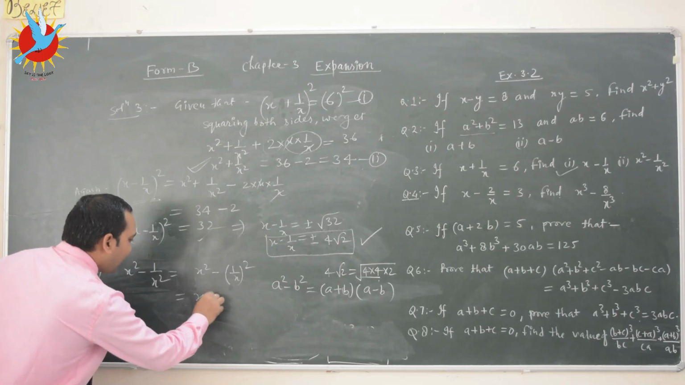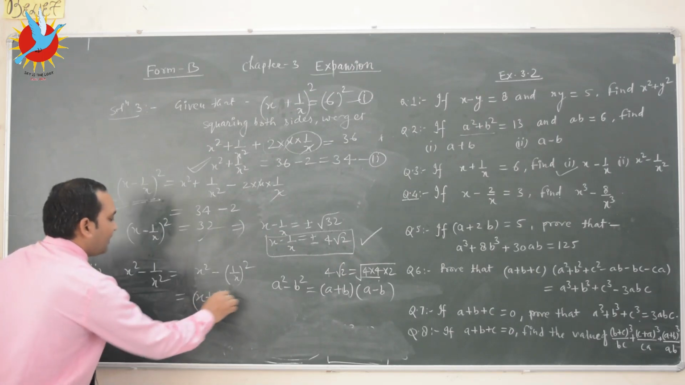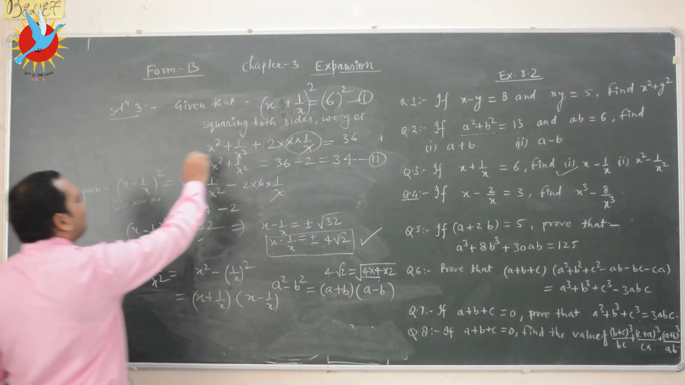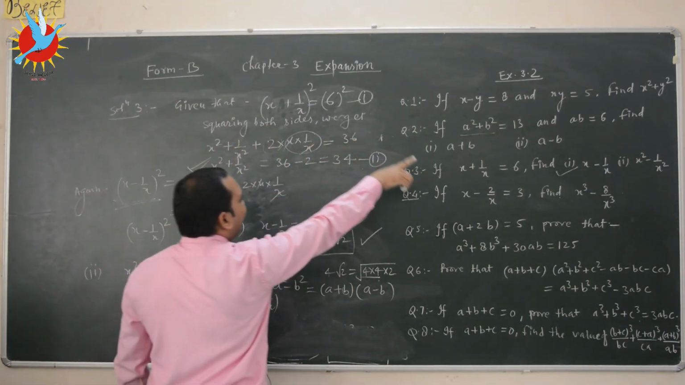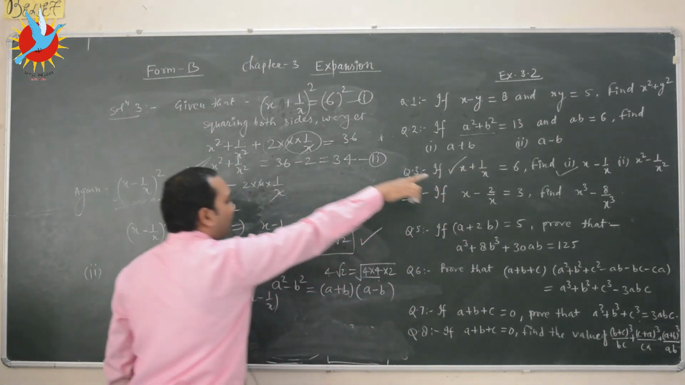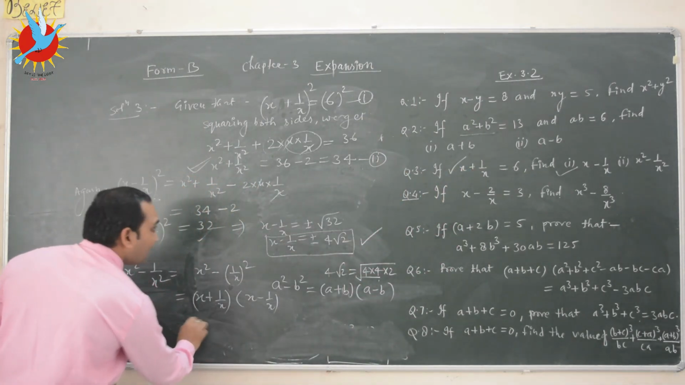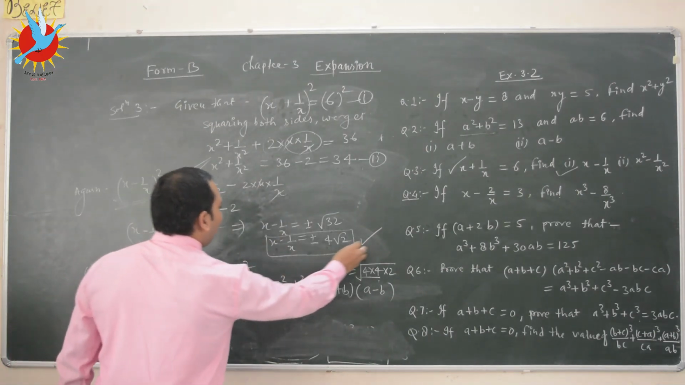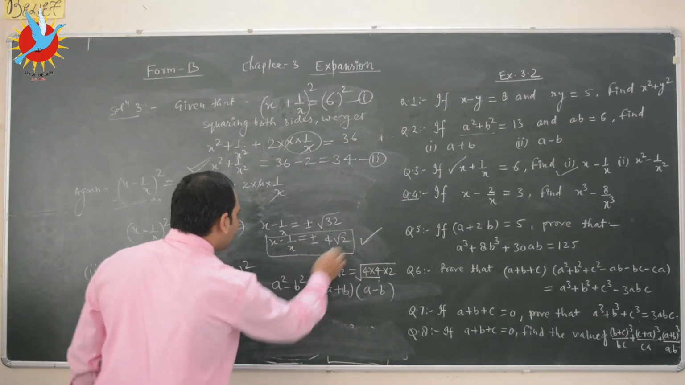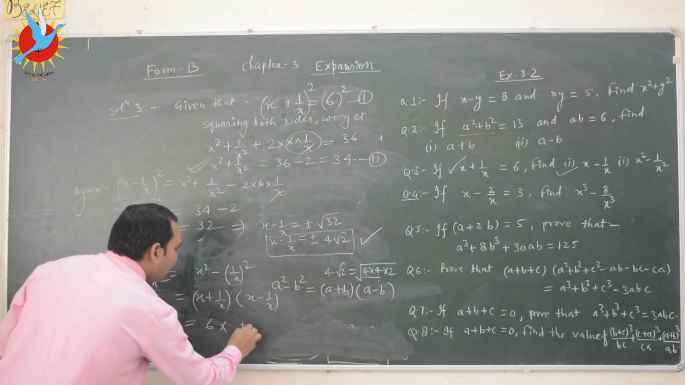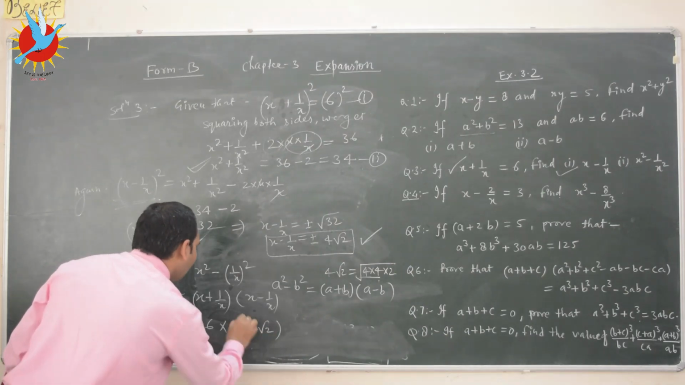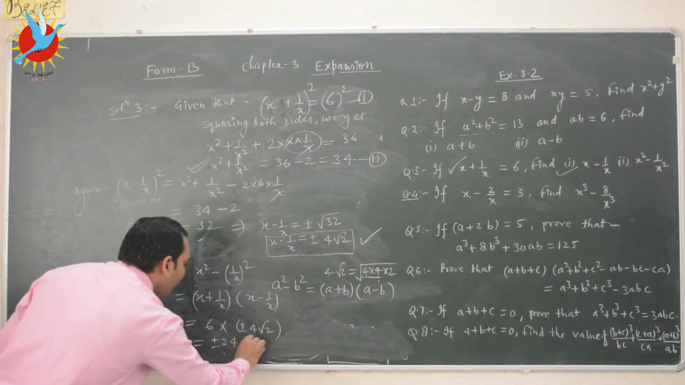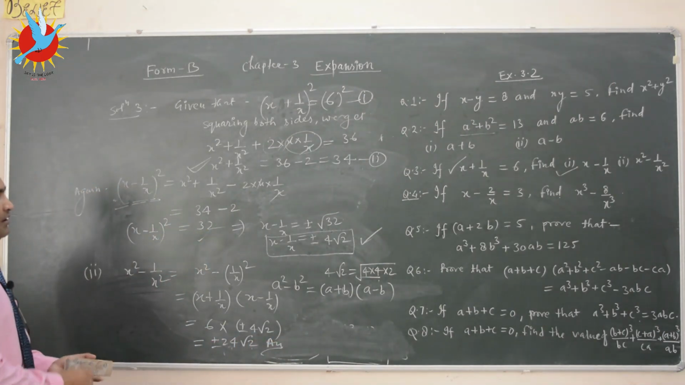So we can write x plus 1 upon x in one bracket, and x minus 1 upon x in the other bracket, and we put the value of x plus 1 upon x, which is already given, equal to 6, and x minus 1 upon x is plus minus 4 root 2. So we can write 6 times 4 root 2 is 24 root 2. This is the answer.